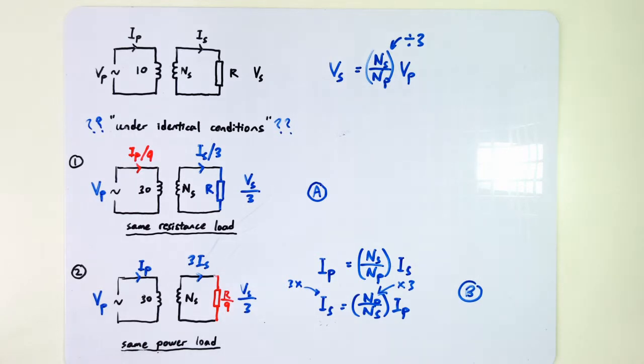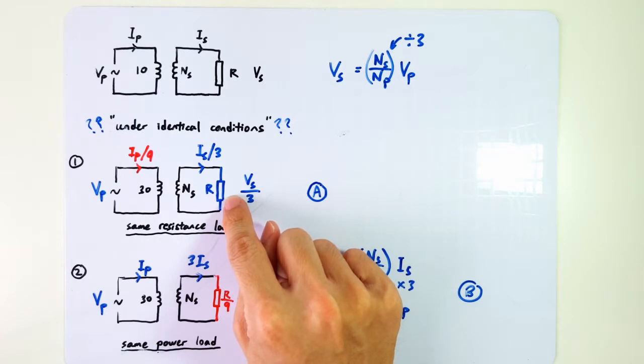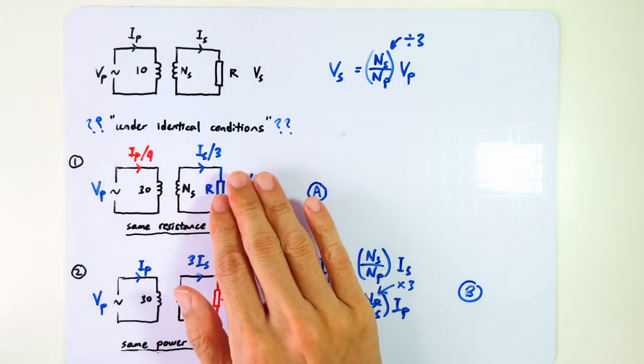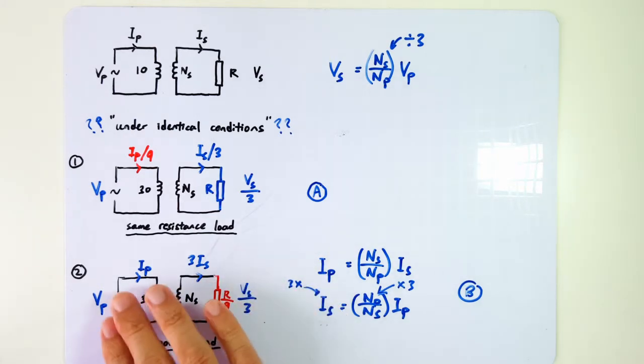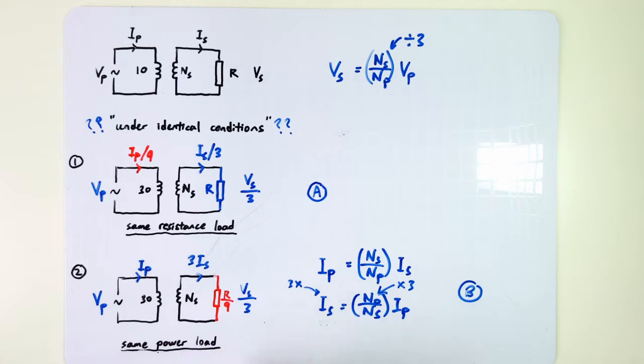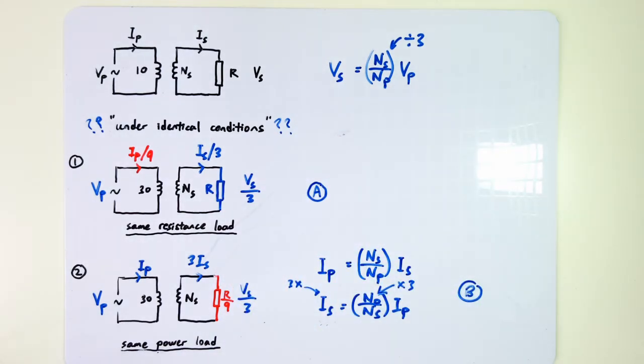So there are 2 interpretations here. If you insist that the load must be kept the same, then you realize the power delivered, and the power drawn from the supply, will not be the same. But in the second situation, we are insisting that the power delivered and the power drawn is the same. Then in that case, the resistance that is connected to the secondary coil cannot be the same as before. So it's rather ambiguous what identical conditions really mean. So there are actually 2 possible answers.